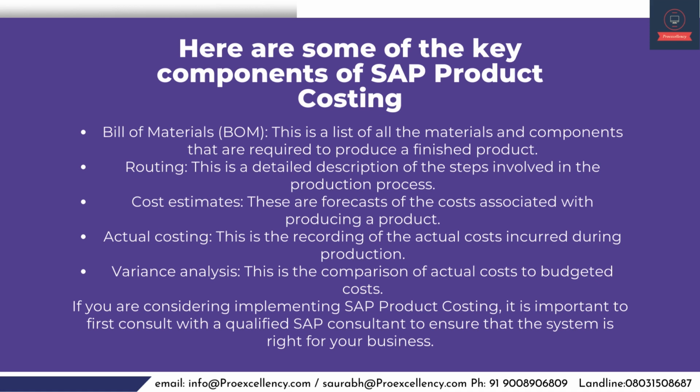Bill of materials, BOM. This is a list of all the materials and components that are required to produce a finished product. Routing. This is a detailed description of the steps involved in the production process. Cost estimates. These are forecasts of the costs associated with producing a product. Actual costing. This is the recording of the actual costs incurred during production. Variance analysis. This is the comparison of actual costs to budgeted costs.